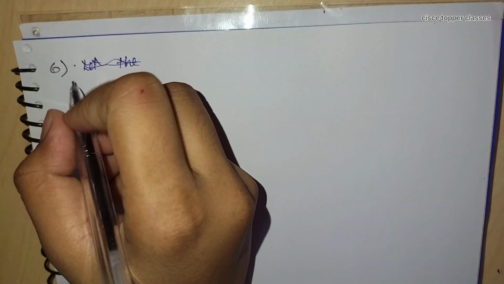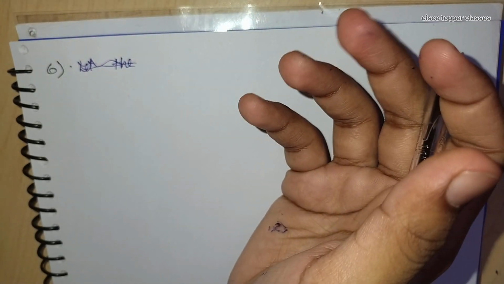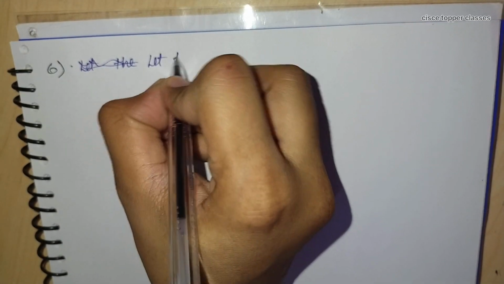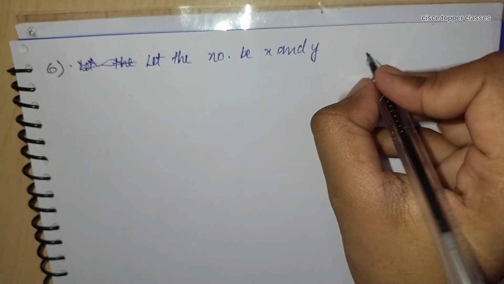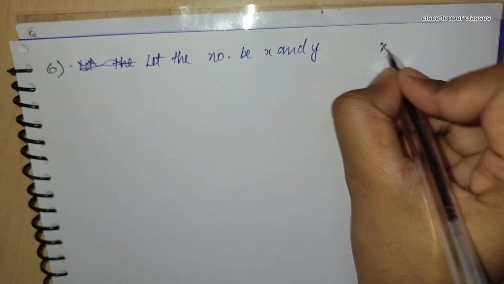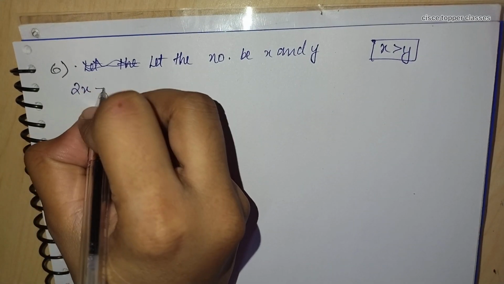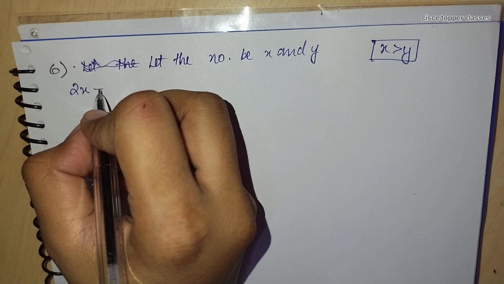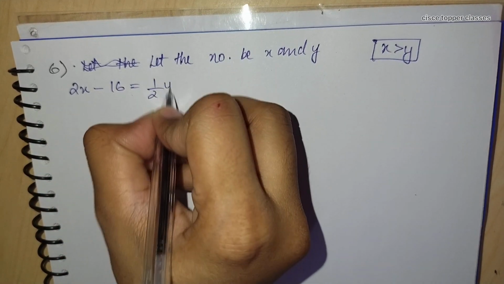Here the sixth question says that if from twice the greater of two numbers 16 is subtracted, the result is half the other number. If from half the greater number 1 is subtracted, the result is still half the number. What are the numbers? Firstly, we will let the numbers be x and y, and let x be the greater number. So 2x minus 16 is subtracted, and the result is half the other number. So it is half of y.